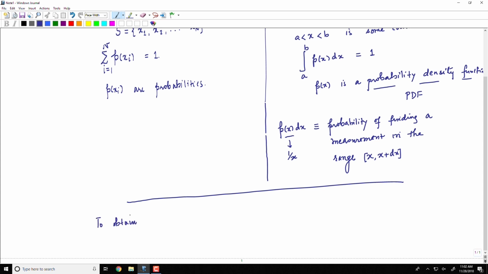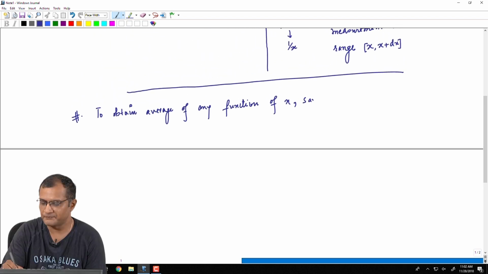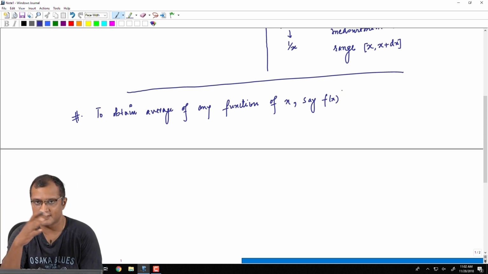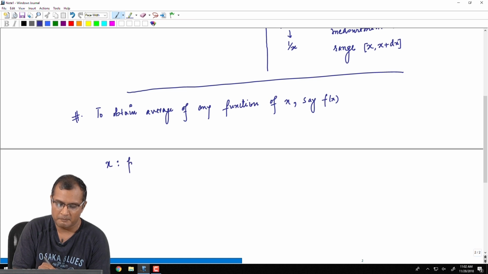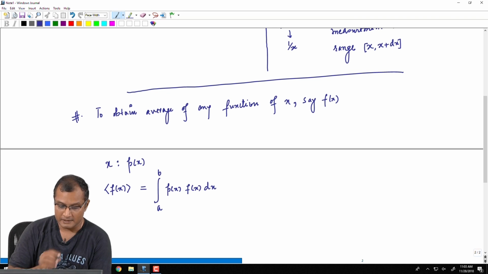Now, we can use this to obtain the average of any function of x. For example, if you are interested in the average of x square or average of x cube or average of any function of x, okay, let us say f of x. Now, x is a random variable which is distributed with the PDF p of x, okay, and I want to know what is the average of some function of x. Okay. So, this average of some function of x is given as the integral of p x f x dx. Okay. This is the definition of average of function of x.